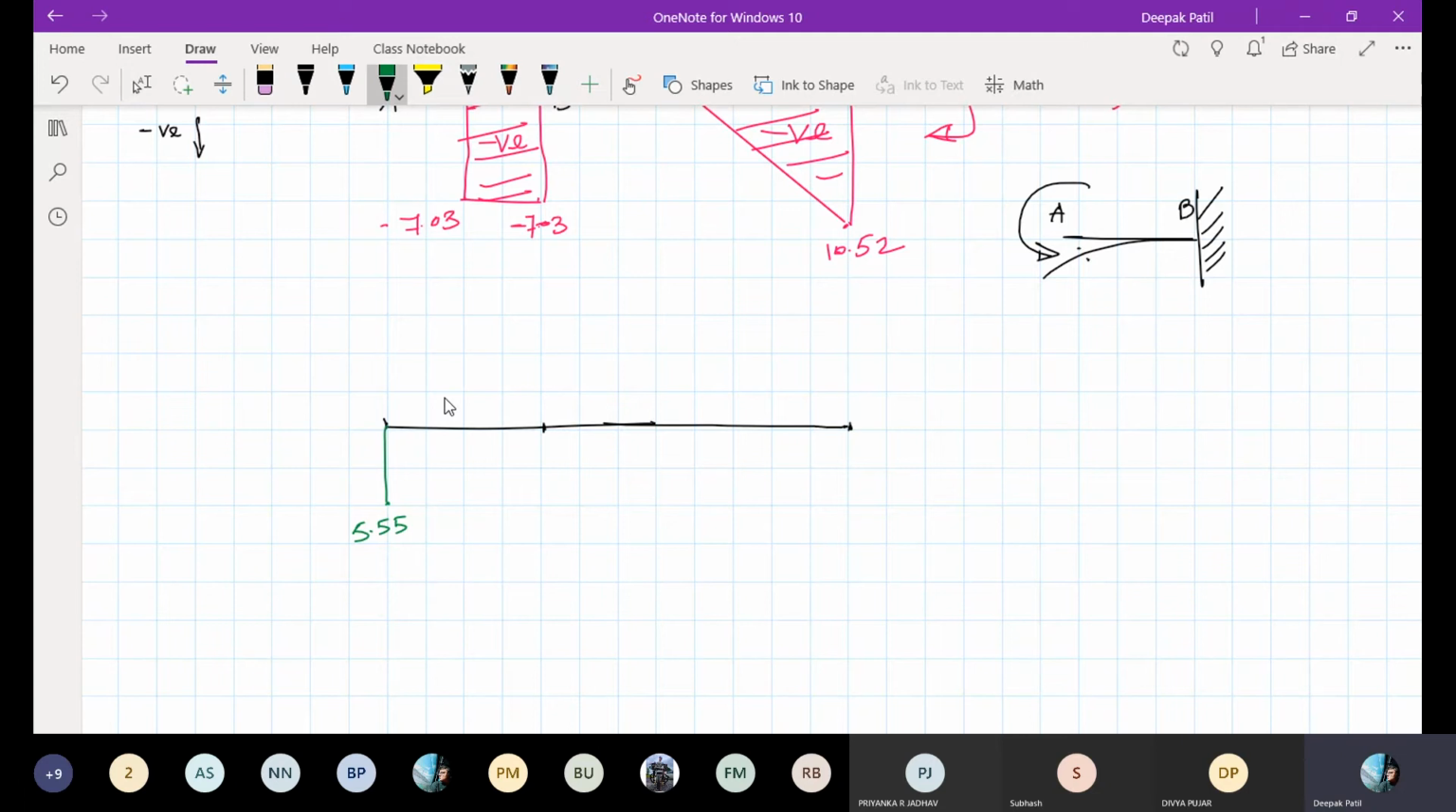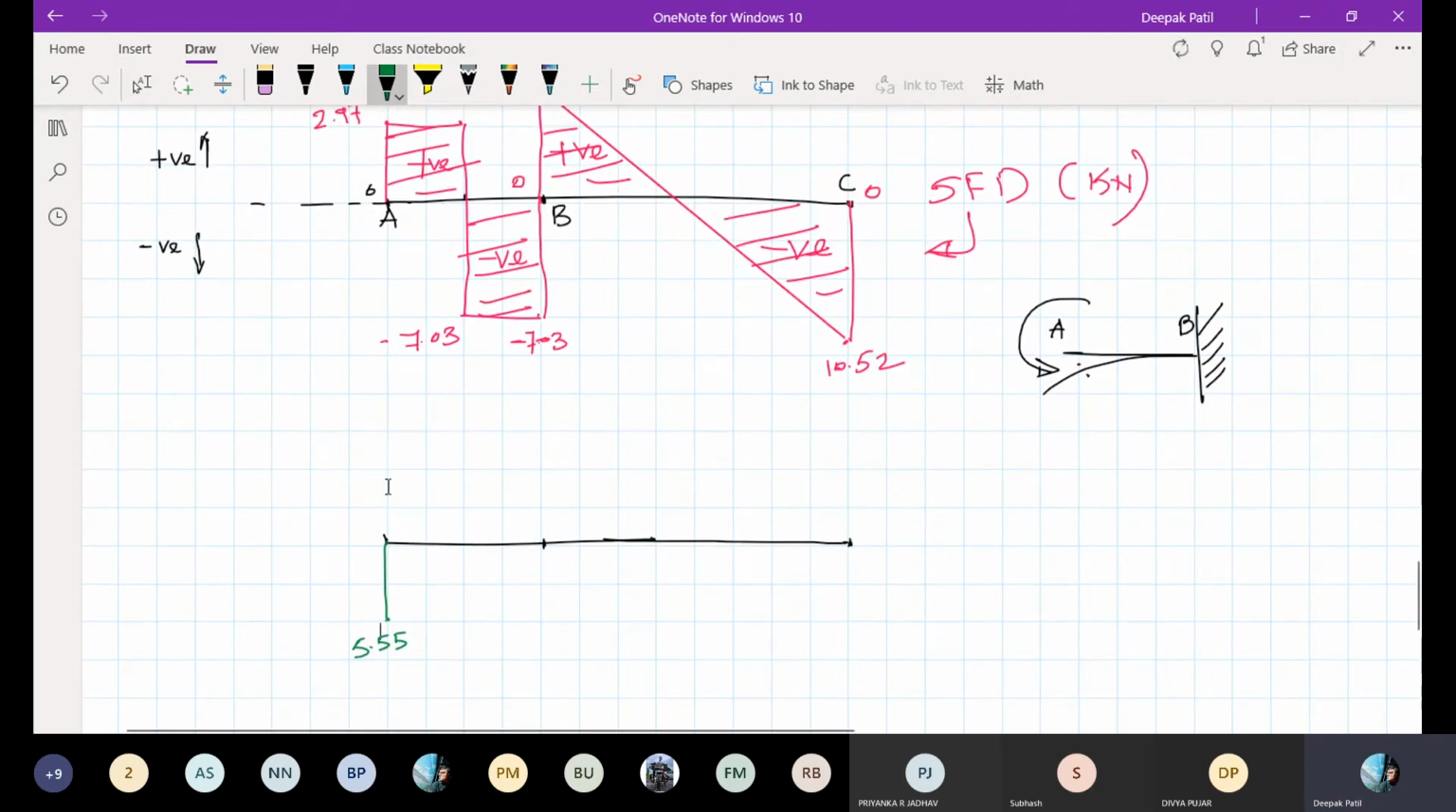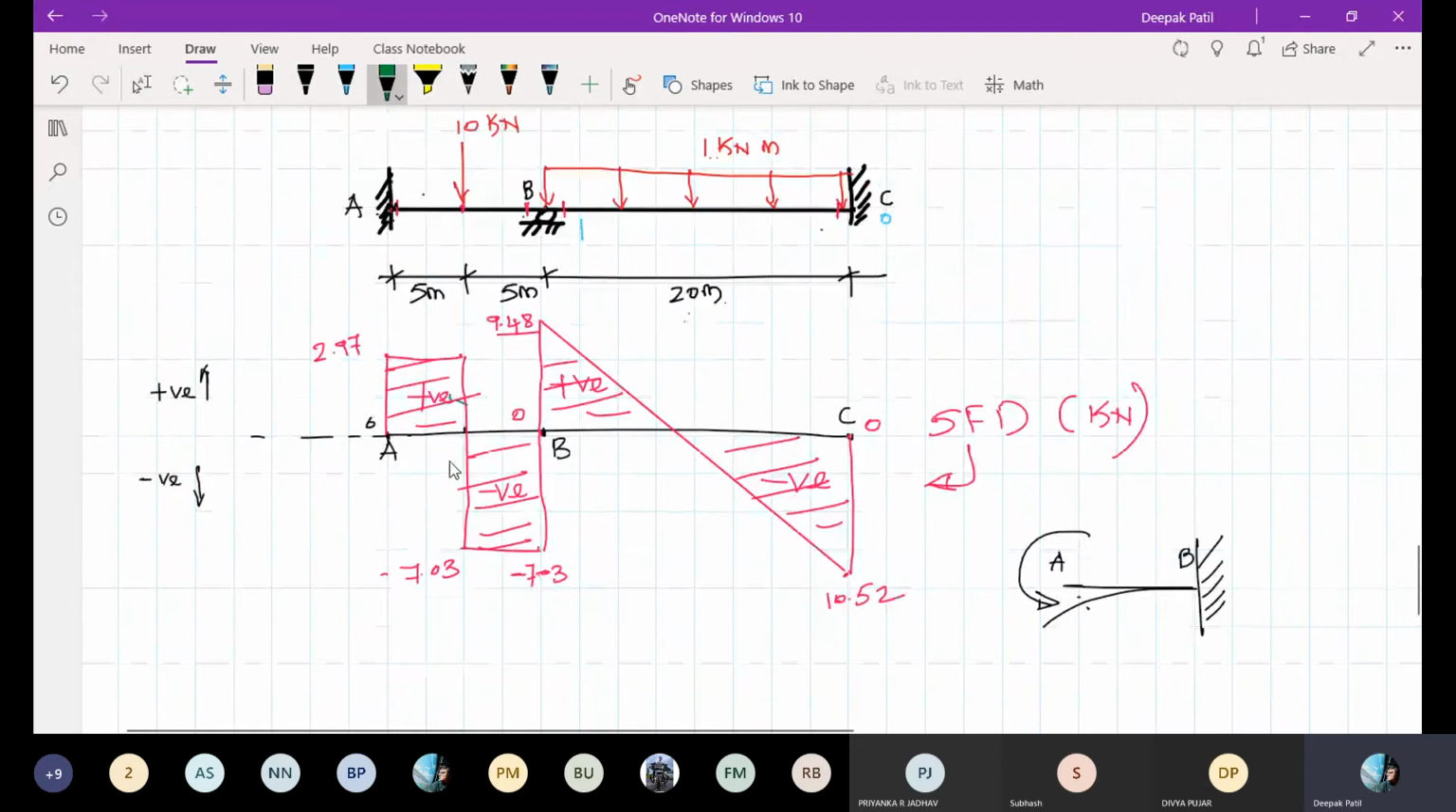Right, now you know the moment at A, which is minus 5.55 and which is downwards. Whenever you come downwards, you always assume that it is negative. Now at this point in the shear force diagram, can you see here? This is the point where the shear force becomes 0. So what will happen at that point for the bending moment? When the shear force is 0, it will be maximum. Okay, it will be maximum.